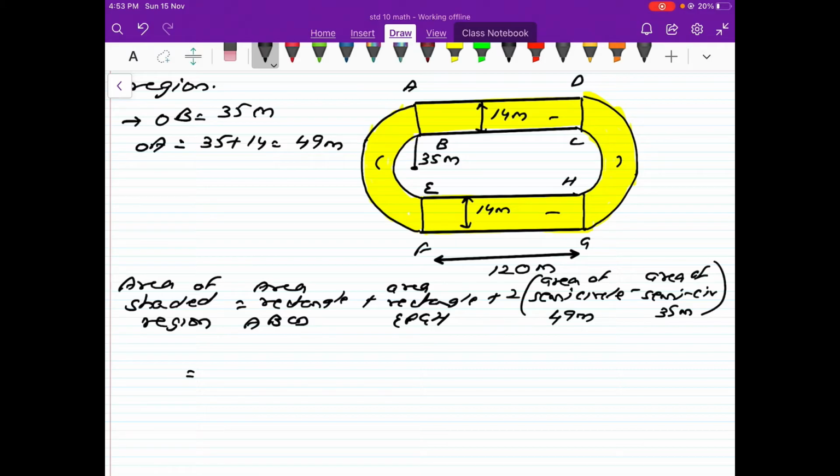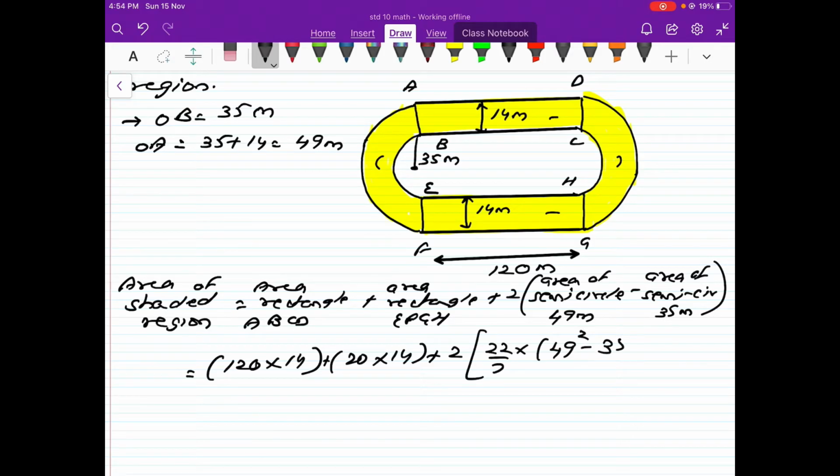So what is the area of this rectangle? It is length into breadth. Both are similar rectangles, plus this is also length into breadth. Now plus this becomes 2 into, we will put square brackets, this is circular ring. So pi big R square, which is 49 square, minus small r square, which is 35 square.